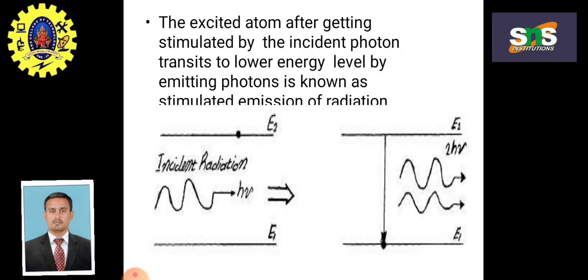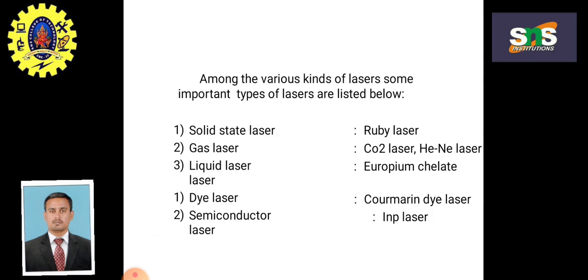The excited atom, after getting stimulated by the incident photon, transits to a lower energy level by emitting photons. This is known as stimulated emission of radiation, emitting the laser light energy. So this is a process between E2 to E1 energy level.